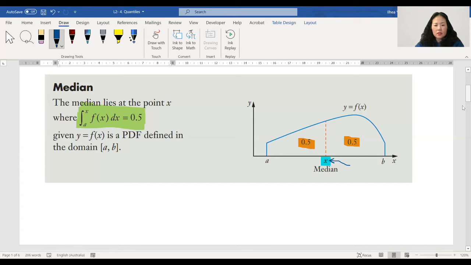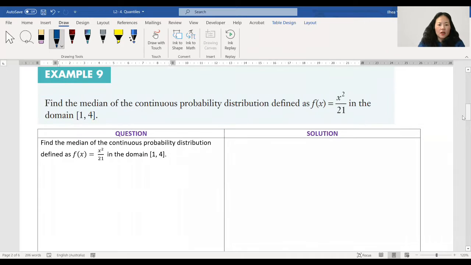All right, let's have a look at the example. Find the median of the continuous probability distribution defined as f of x equals x squared over 21 in the domain 1 to 4 inclusive. Now, the first thing we need is to find the CDF, then use the condition we have, and then solve the question.